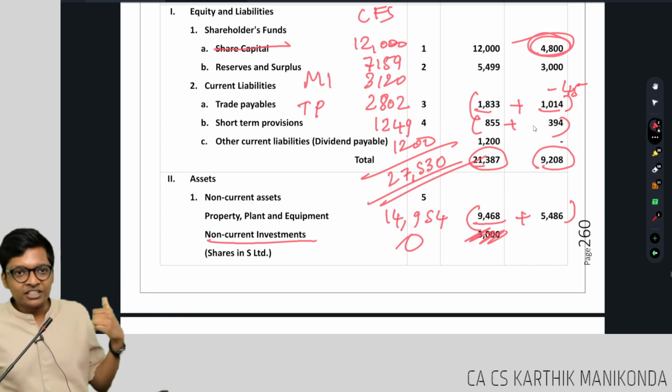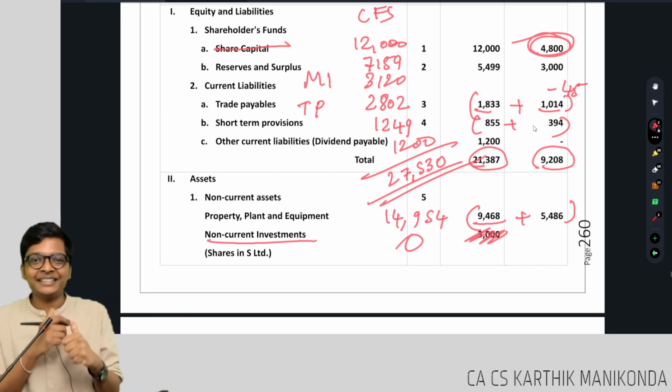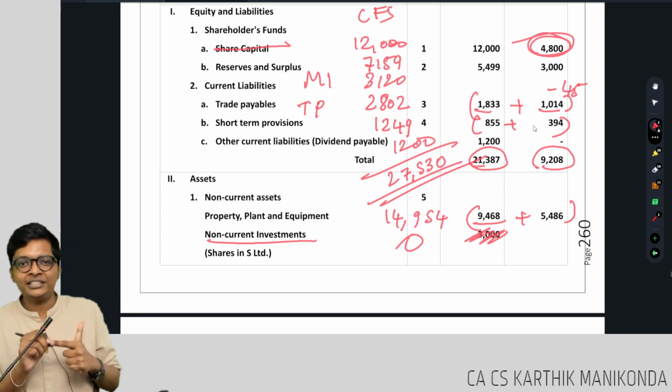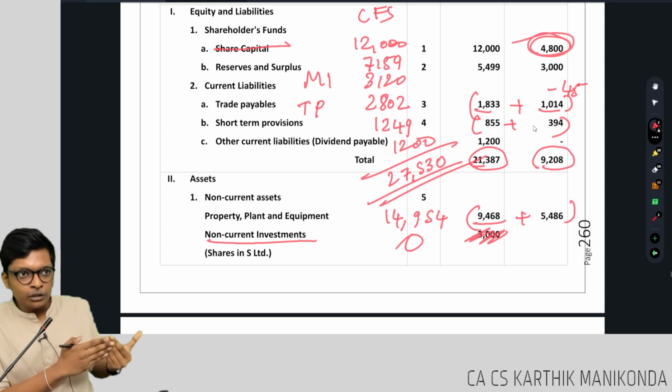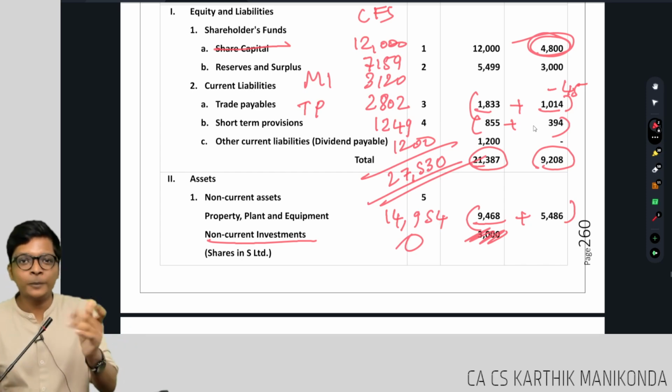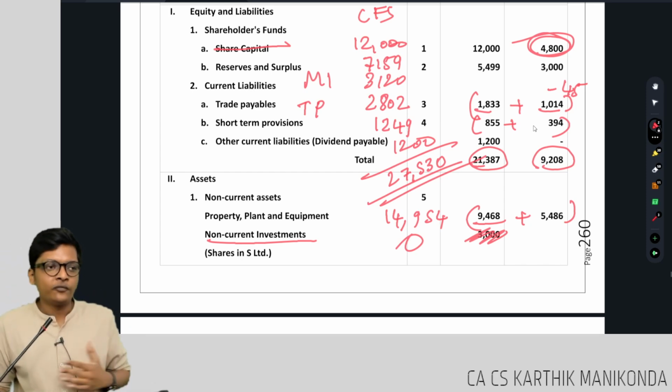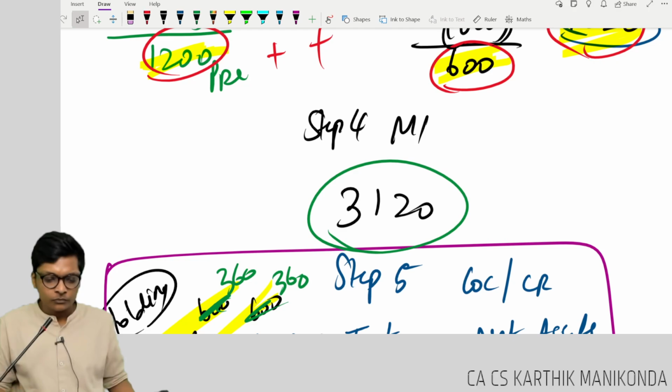What is difficult in balance sheet? Remember, balance sheet is the easiest thing. Amalgamation or consolidation, it's so easy. If your working notes are clean, balance sheet is going to be clean. Are you following, guys? Clear? Any doubts in this sum?